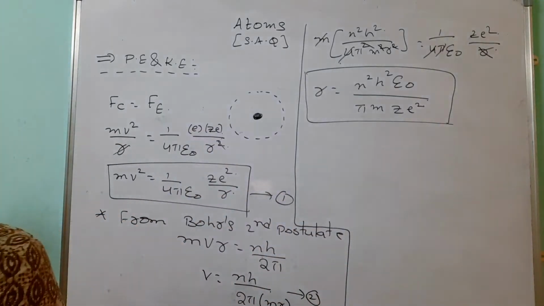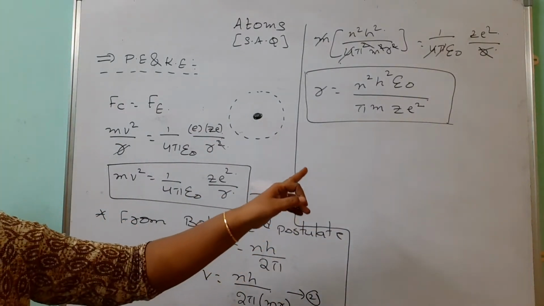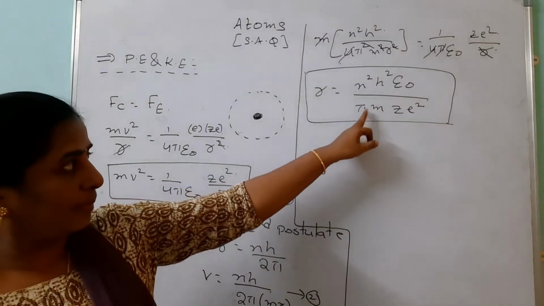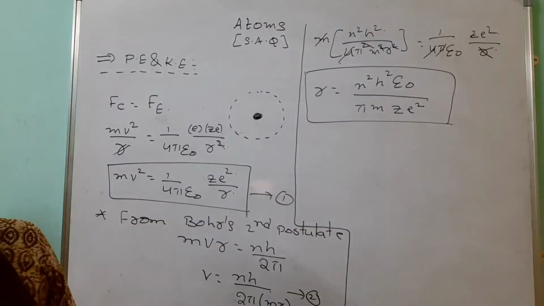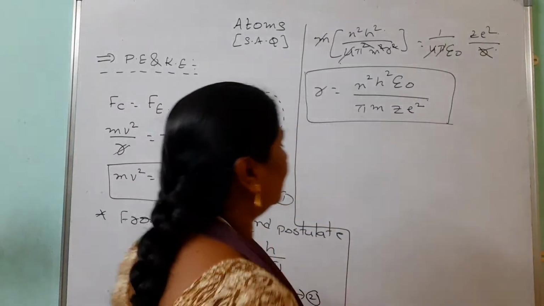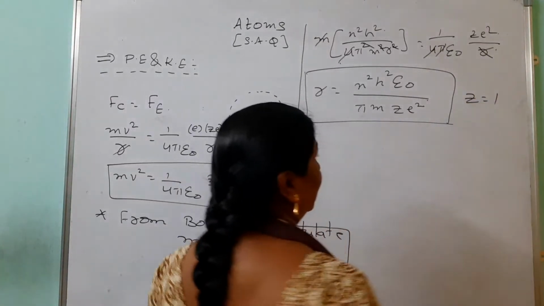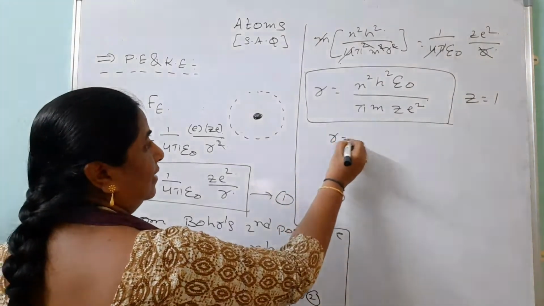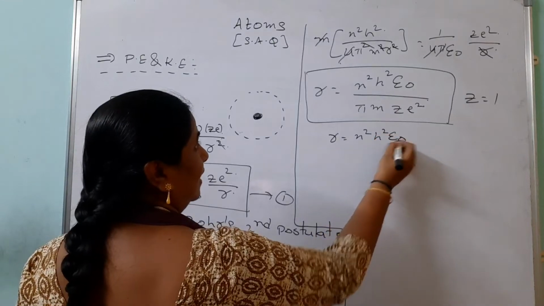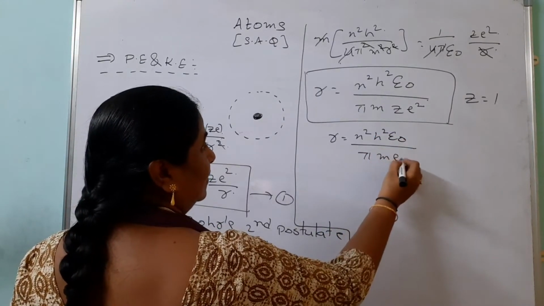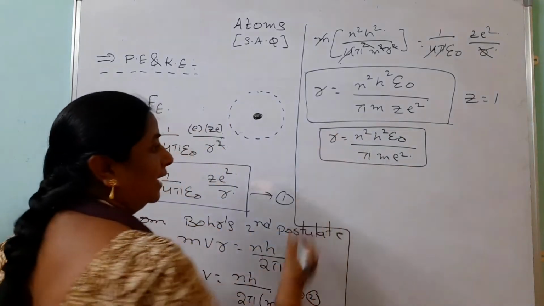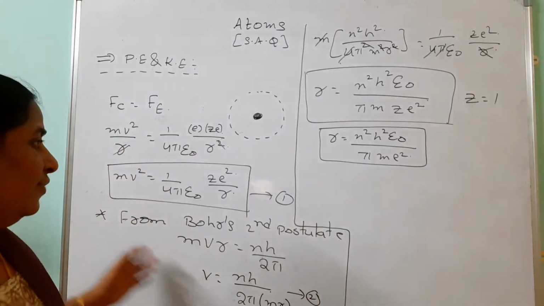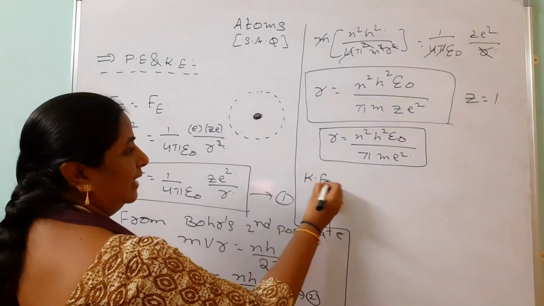This is the radius of the nth orbit, that is h square n square epsilon naught by pi e square m into z. This is the hydrogen, so instead of z we can take it, especially as they mentioned in our question, the Bohr's hydrogen atom, so we can take z equals 1. Then r equals n square h square epsilon naught by pi m e square. With the help of this only we can derive the expression for the potential energy and the kinetic energy. First we can go through the expression for the kinetic energy.